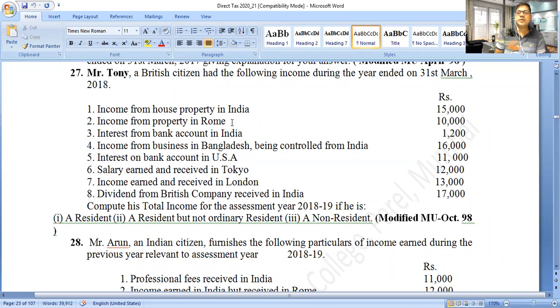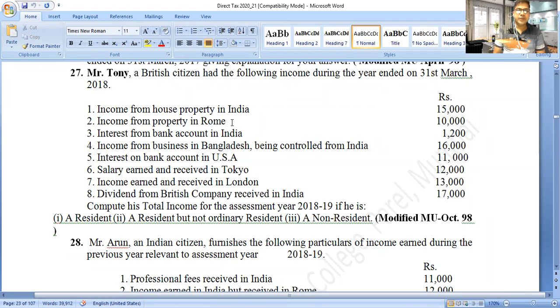Interest from bank account in India. It means income earned in India, income arising in India, income generated in India, and income received in India, so taxable to all. That is ROR, RNOR, and NR. Income from business in Bangladesh being controlled from India. So income arises and is received outside India as a business income, but controlled from India. The fifth number condition, it is taxable to ROR and RNOR. It is not taxable to NR.